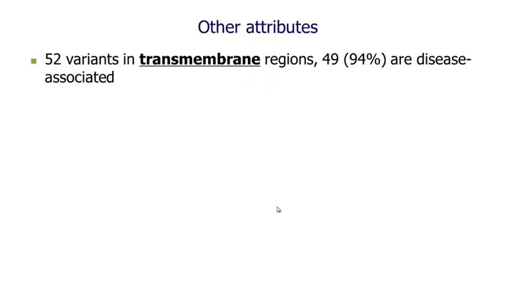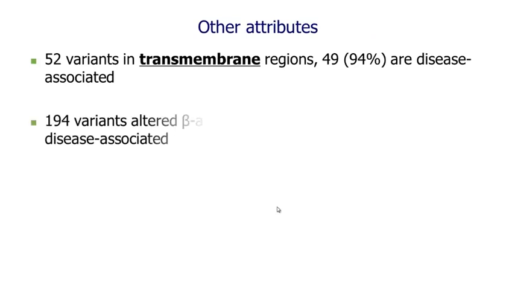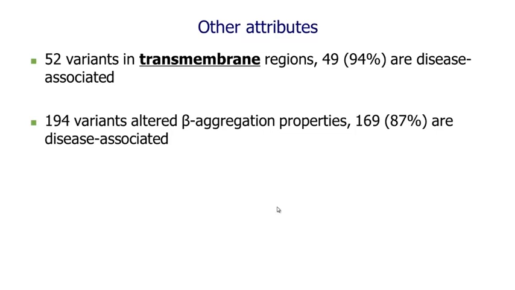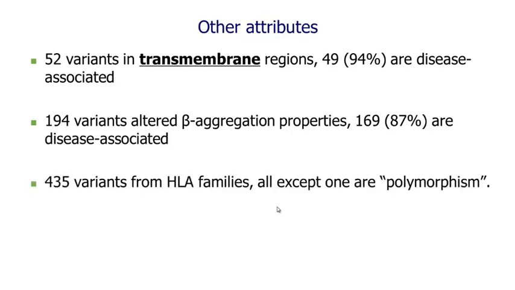Also intuitively, 94% of variants in transmembrane regions are disease-associated. 87% of variants that alter beta aggregation properties are disease-associated. On the contrary, among 435 variants from HLA families, all except one are neutral.